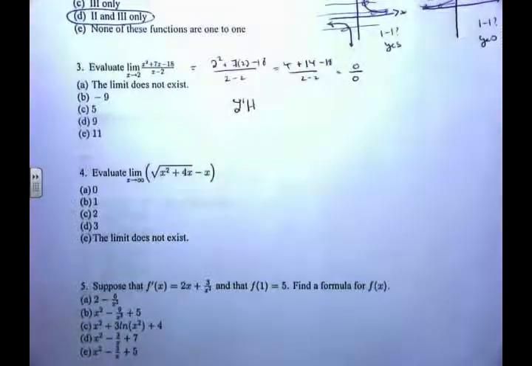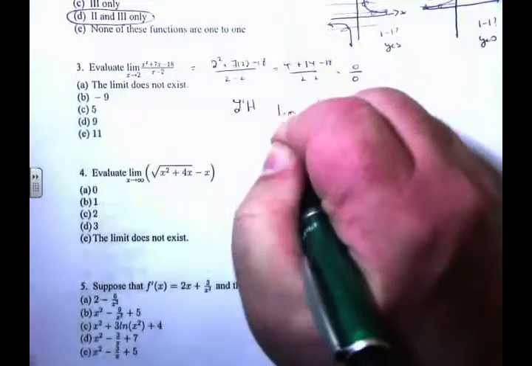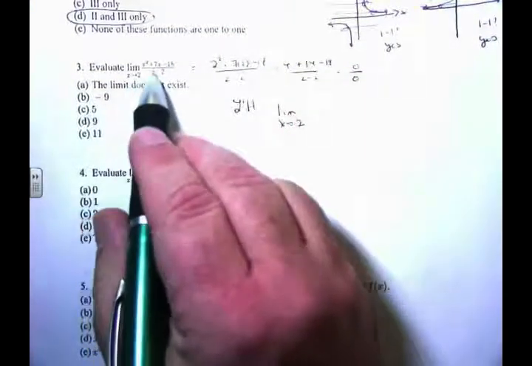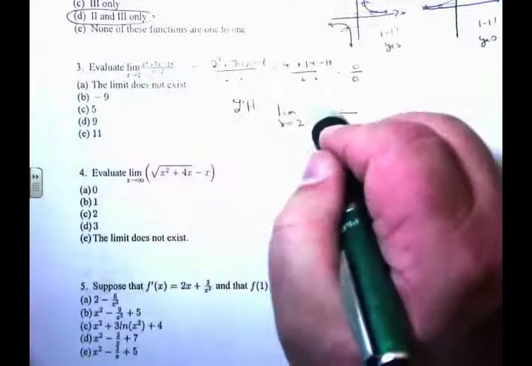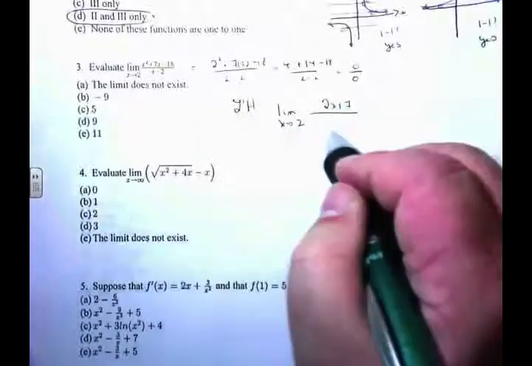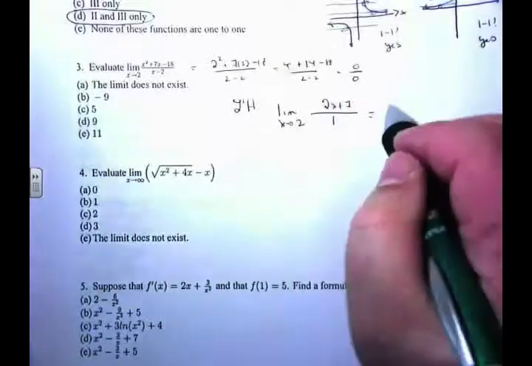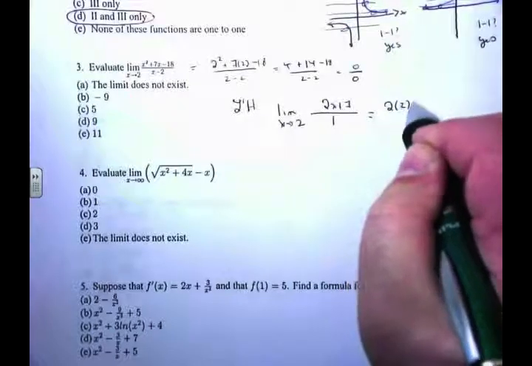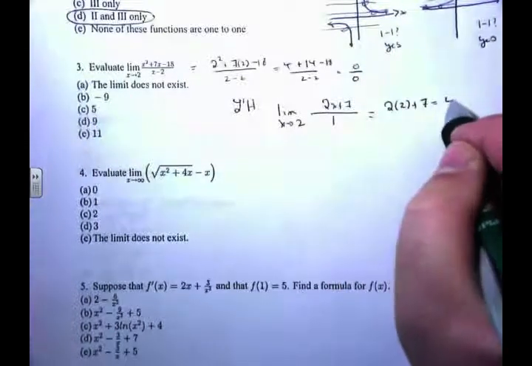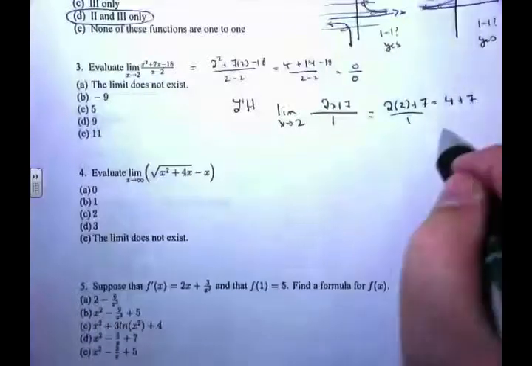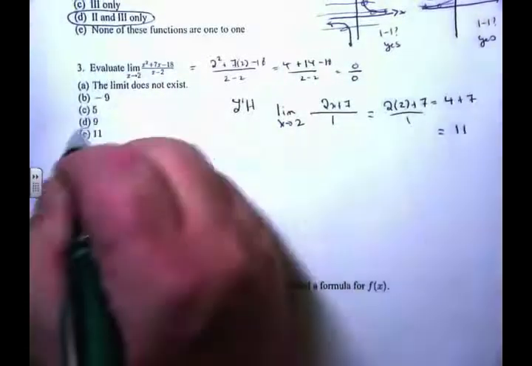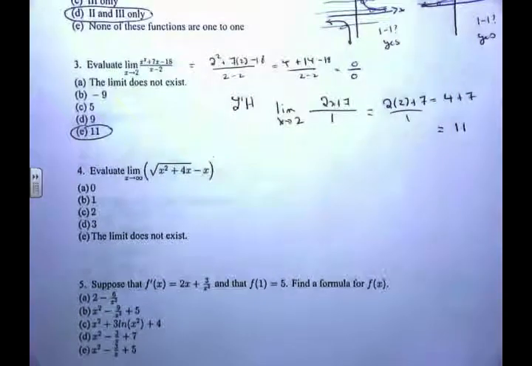That's my classic code for L'Hopital's rule, the L apostrophe H. I'm going to take the limit as x approaches 2 of the derivative of the top, the numerator, over the derivative of the denominator. The derivative of x squared plus 7x minus 18 is 2x plus 7, over the derivative of x minus 2, which is 1. Then I plug in the number 2, since x approaches 2, so it's 2 times 2 plus 7. 2 times 2 is 4, plus 7, officially divided by 1, which is equal to 11. The answer is E. And I really didn't need a calculator for that one. Does that make sense? Questions? All right.